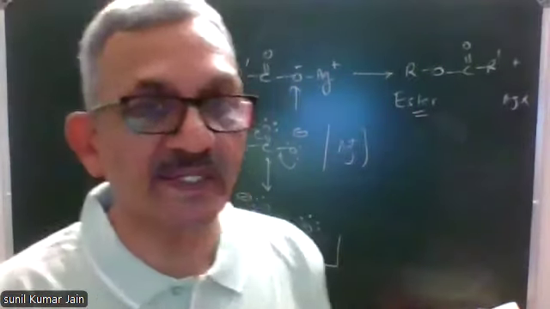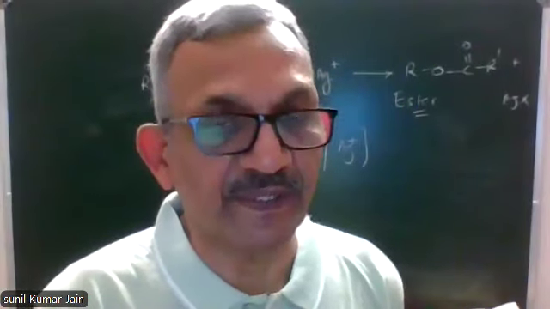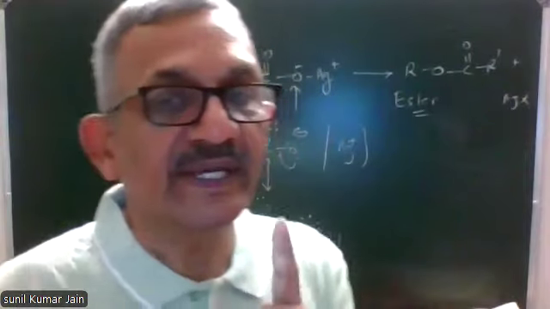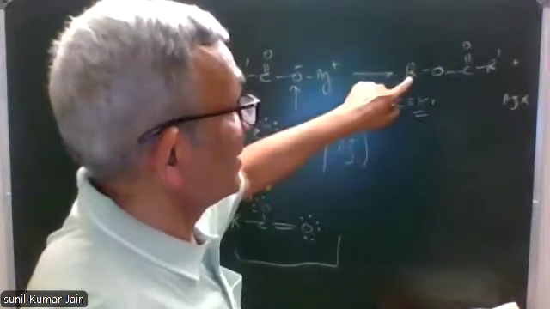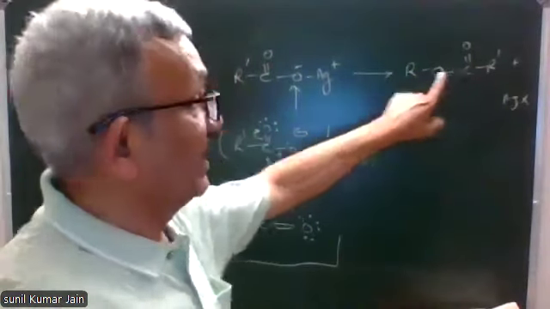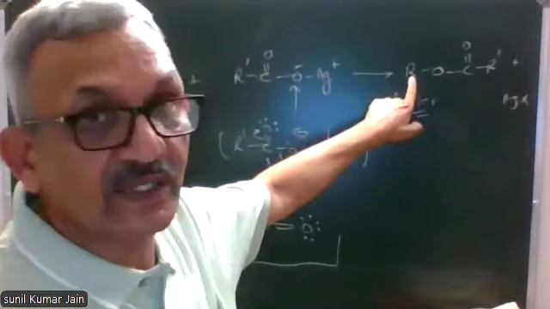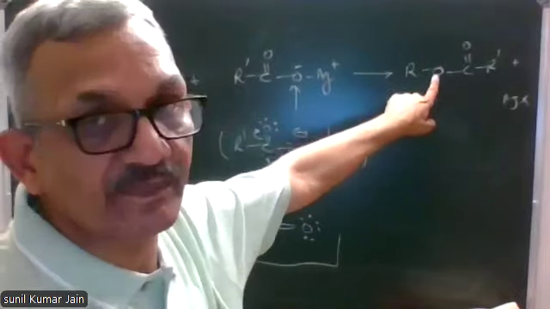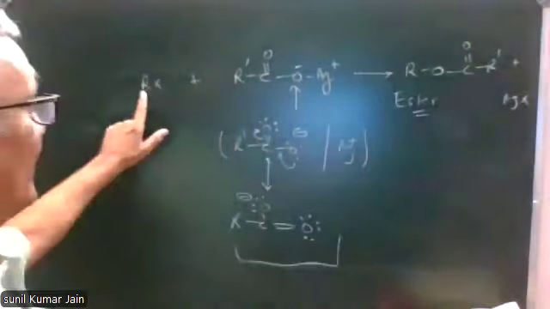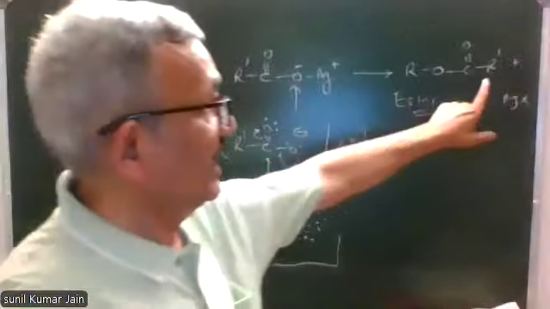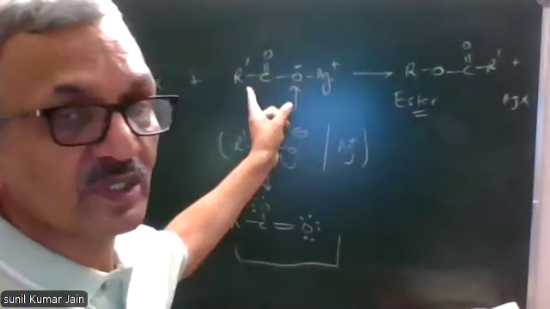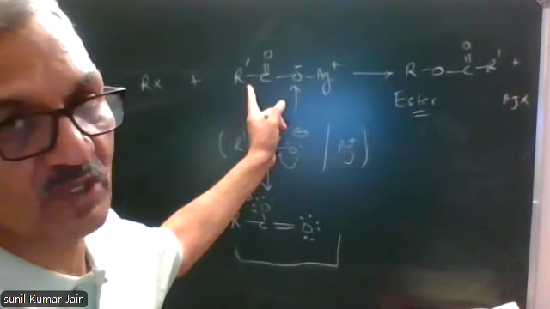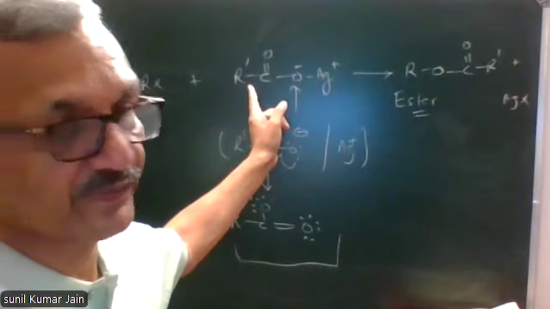Esters are sweet smelling compounds. Ester is obtained, but you have to be very careful in writing structure of the ester. There are two alkyl chains, R and R dash. Alkyl group attached to the oxygen atom comes from alkyl halide. Alkyl chain attached to carbon atom comes from sodium or silver carboxylate. That you have to be very careful.